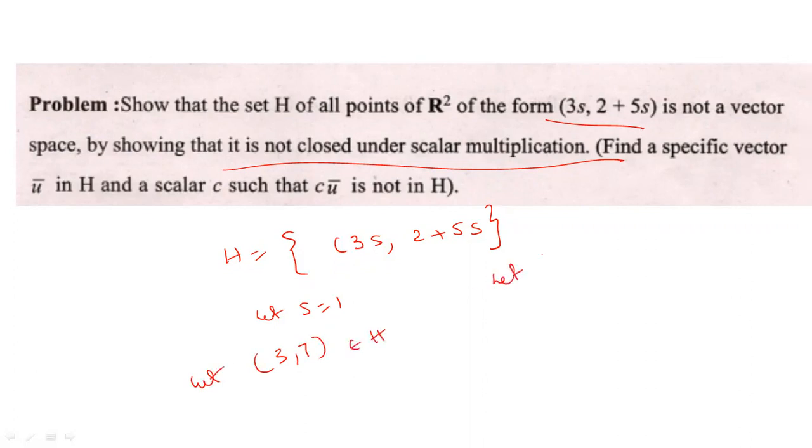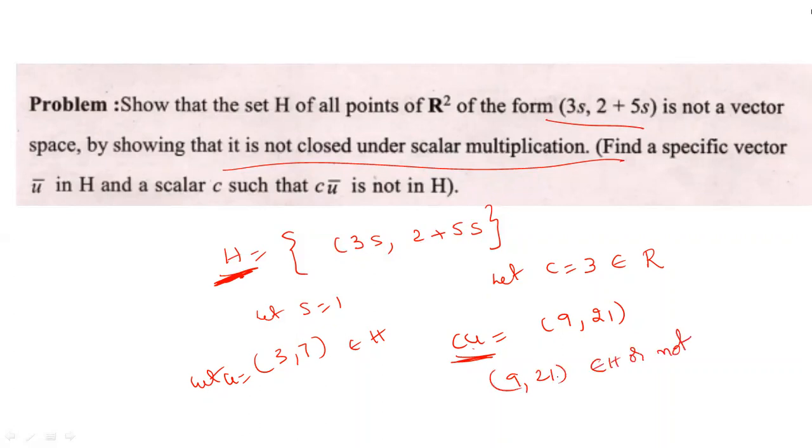Let us consider a real number. Let c equal some value, any value, that's your wish. Let us take c equal to 3, belonging to R, and take the vector as u. Then cu is (9, 21), since 3 times 7 is 21. My question is whether cu belongs to H, because scalar multiplication should be closed. So is (9, 21) in H or not? That is our question.